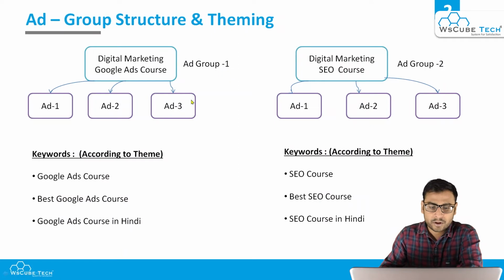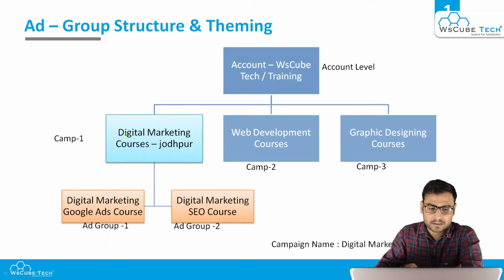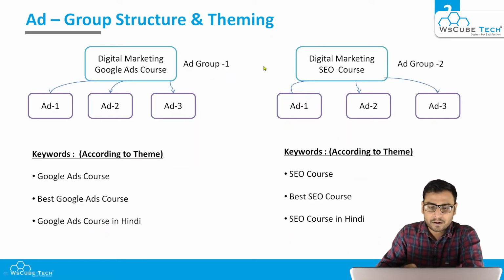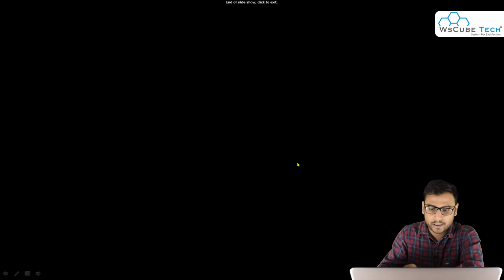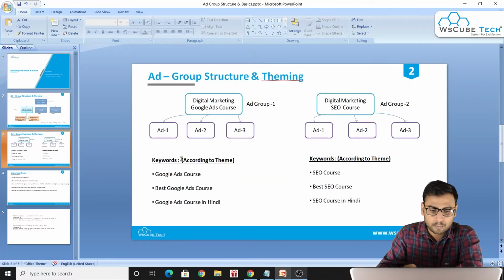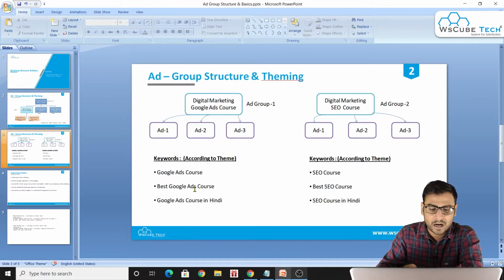And then I have another very important thing. This one is the digital marketing Google Ads course. This is ad group 1. So I have basically divided this campaign over here, where we are having two ad groups, right? Now if we take ad group number 1, in this specific ad group we are having different ads, and in the keywords, we have decided to show our ads on keywords like Google Ads course, best Google Ads course, Google Ads course in Hindi, right? So these keywords are related to Google Ads.